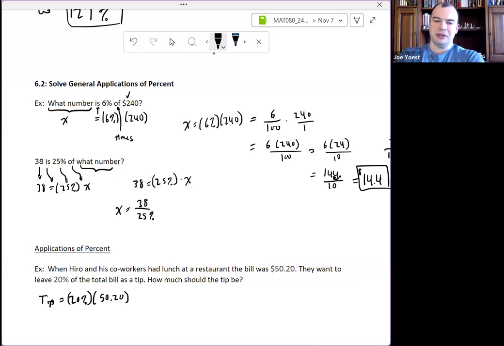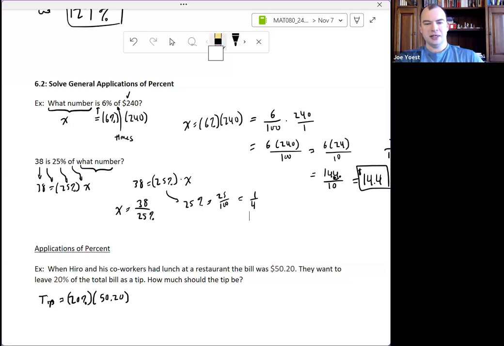Now, I guess I could make this 0.25 and make it 3,800 over 25, but maybe I could take a little bit of a shortcut here and notice that 25% is 25 over 100. But 100 is actually just what, 4 times 25. So the 25s go away. This is just 1/4. So I could go this route.